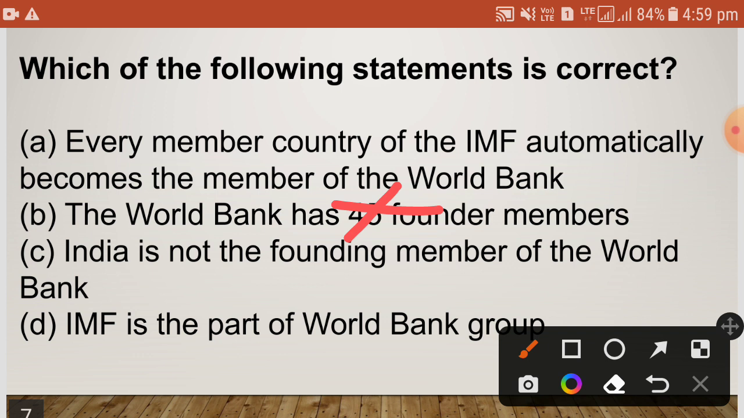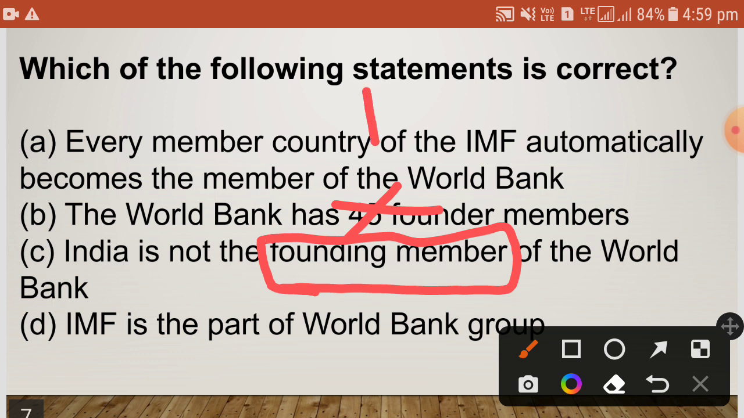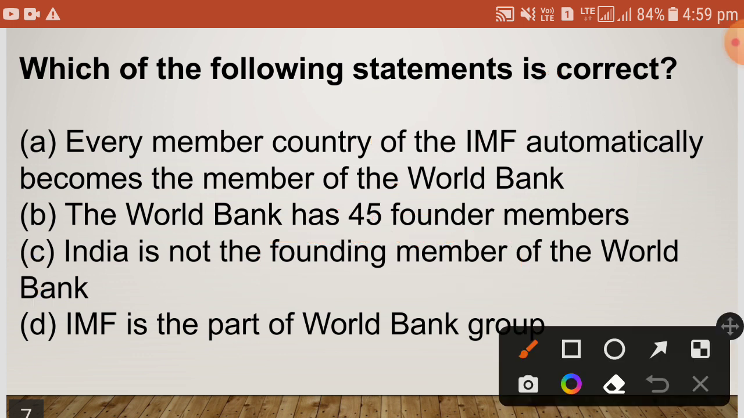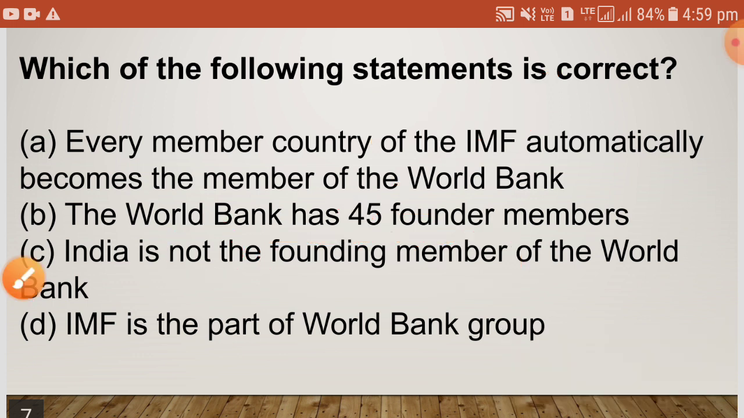I don't know the exact number itself. And India is not a founding member. See, the meaning of founding member is the member which joins the organization as soon as the organization was born. I guess it was born in 1945 or 46. I'm not sure about this year also, but let it be. The members who join the World Bank as soon as it was founded are called founding members, and India is one of the founding members, so the option saying it is not is wrong.